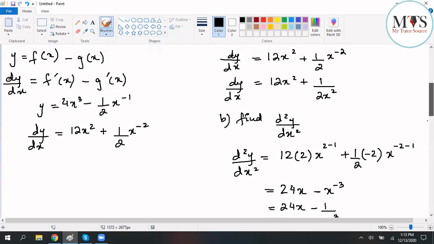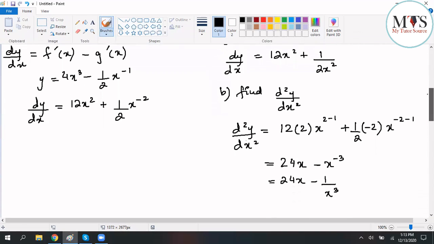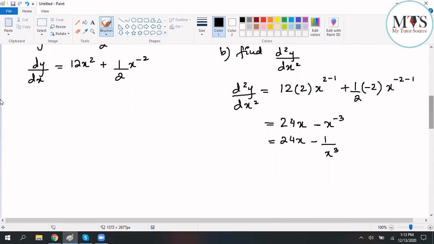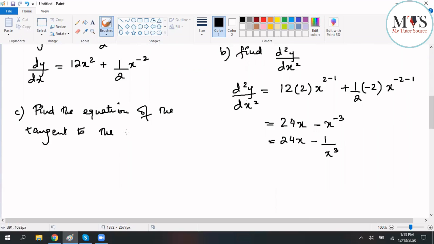So we've covered the first derivative part, we've covered the second derivative part. Any question from all of this? No. Now, next thing they can say, find the equation of the tangent to the curve at, let's say, point P, which is (2, 1). So, what do you think we will do with this?